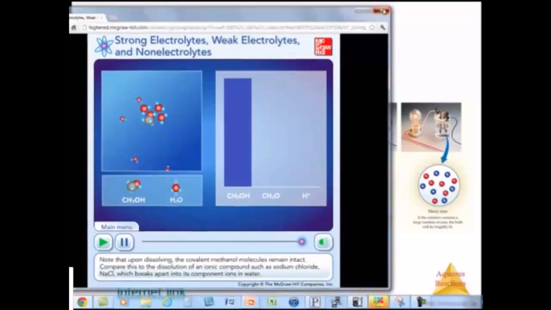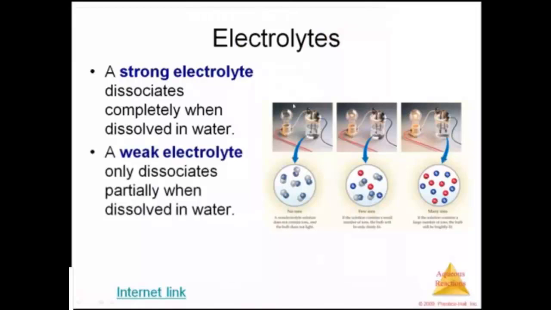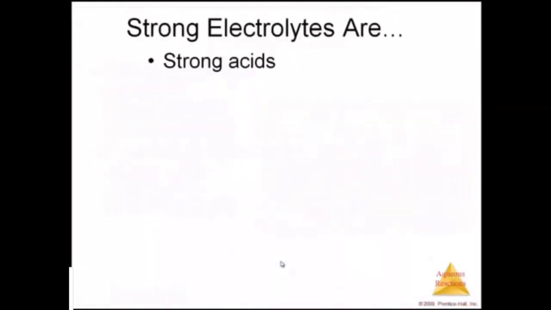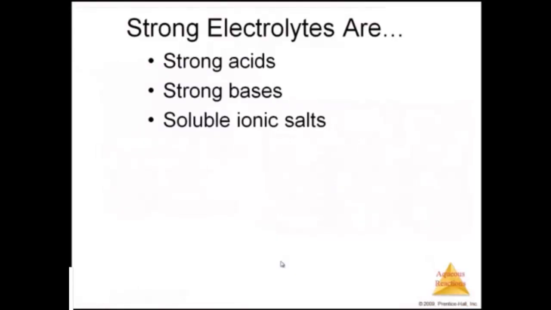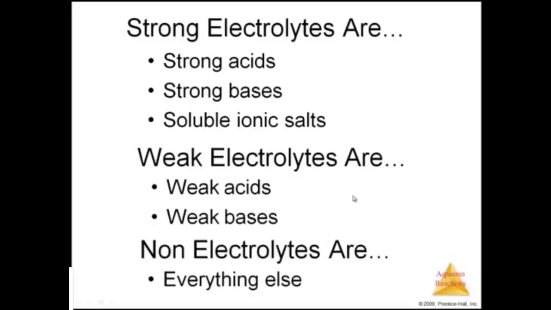Okay, I thought that was a pretty good animation. Alright, so like it was mentioned in the animation, a weak electrolyte only partially dissociates. We saw the light barely light up with hydrofluoric acid when it was dissolved in water. Alright. So strong electrolytes, again, are strong acids, strong bases, soluble ionic salts, sodium chloride, calcium chloride. Okay. Weak electrolytes are weak acids and weak bases, and non-electrolytes are everything else, mostly covalent compounds that are not acids or bases.